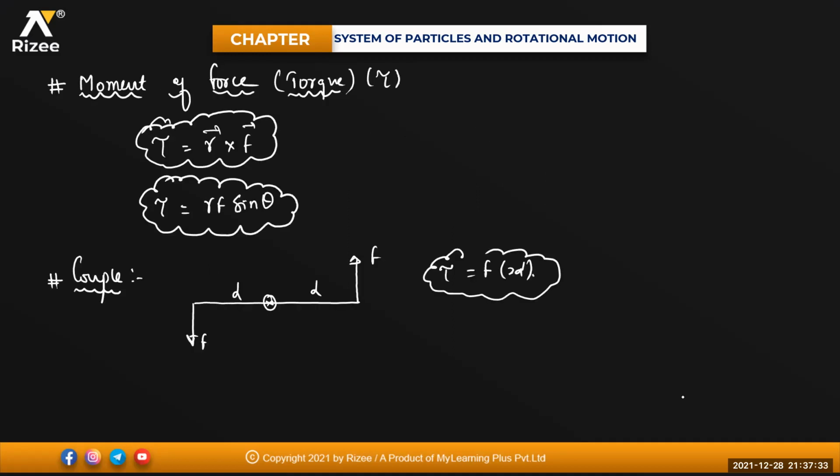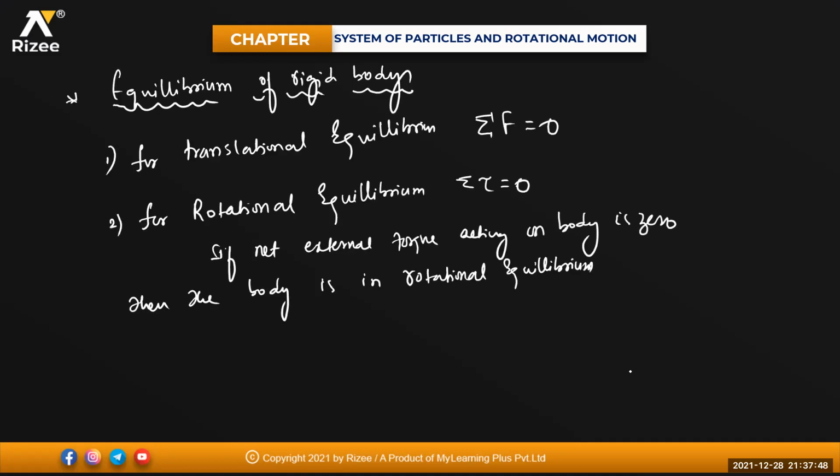Next one is torque. Torque is nothing but force into perpendicular distance. So tau is equal to F r into sin theta. And what do you mean by couple? Couple is nothing but the magnitude of one of the forces into the distance between the lines joining the two forces, that is d plus d, which is equal to 2d.